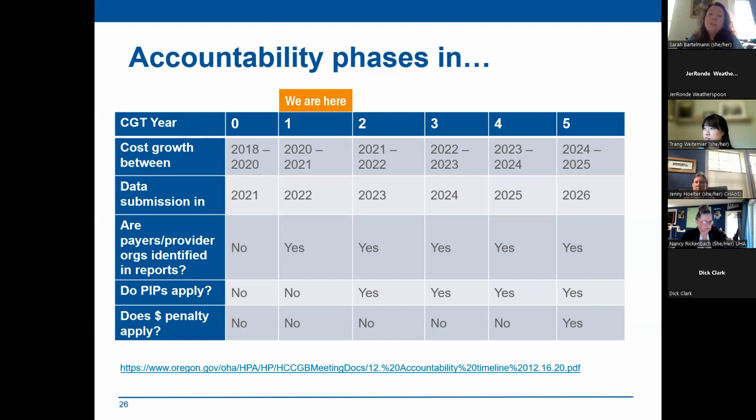The first time that a financial penalty would apply would be based on cost growth between 2024 and 2025. That data will be collected in fall of 2026, reported in early 2027. That is the first time that we would look back at the 5 years and say, are there any entities that have exceeded the cost growth target with statistical certainty without good reason in 3 out of those 5 years? So again, a ways before the financial penalty kicks in.